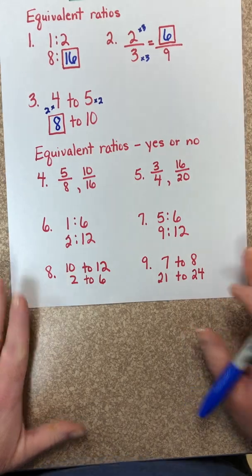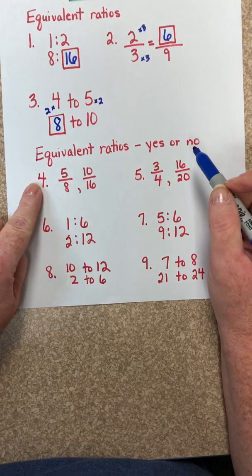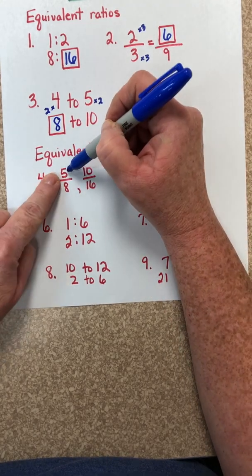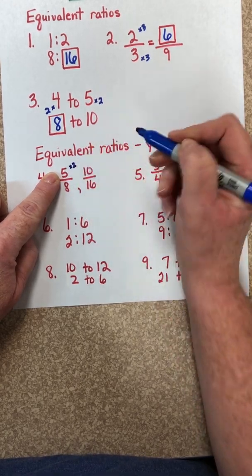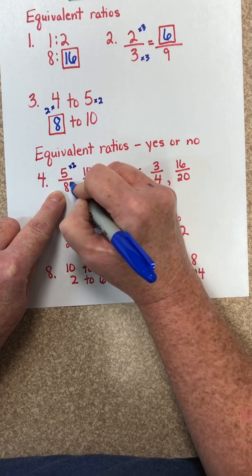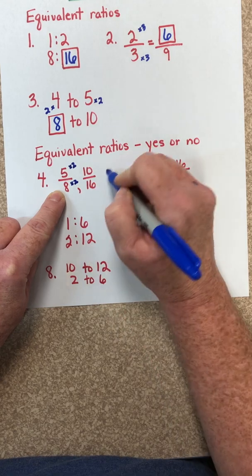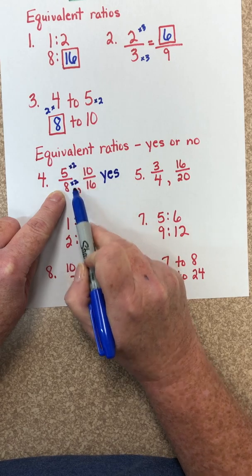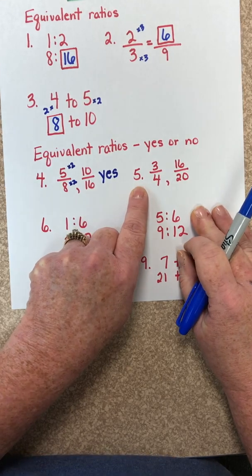Now let's look at some equivalent ratios, and all we have to do is say yes or no. Are they equivalent or equal, or are they not? So let's look at number 4. We have 5/8 and 10/16. What do I do to a 5 to get a 10? Well, that's times by 2. That means I have to do the same thing to 8. 8 times 2 is 16. So this one is a yes, they are equivalent, because I was able to multiply by 2 to get this second fraction.